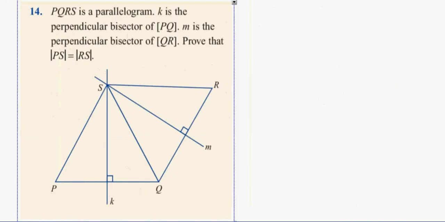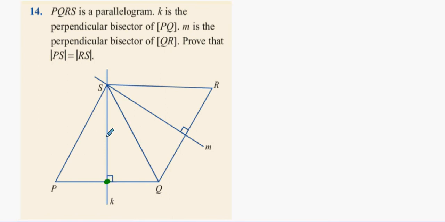14. PQRS is a parallelogram. K is the perpendicular bisector of PQ. So straight away that means that this is the same length as this one, and M is the perpendicular bisector of QR, so it means that Q to here equals here to R. Prove that PS, which one's PS? I'm trying to prove that this one here is the same as RS.